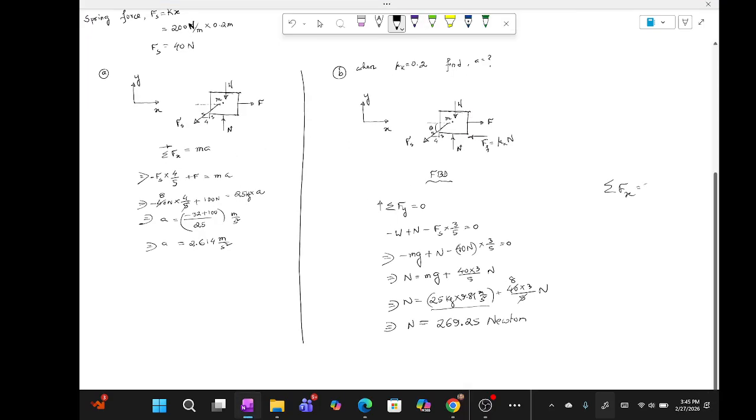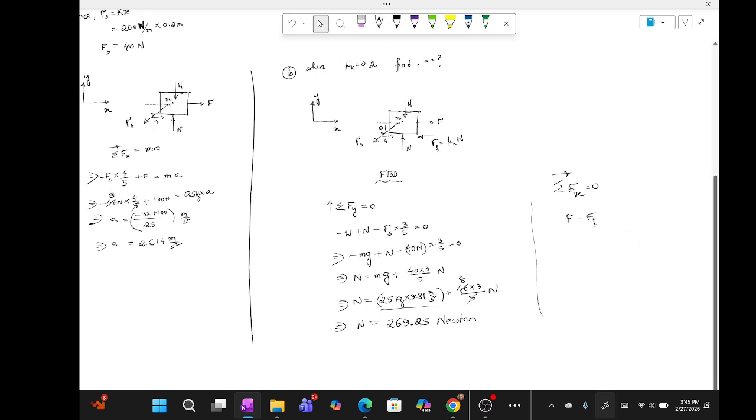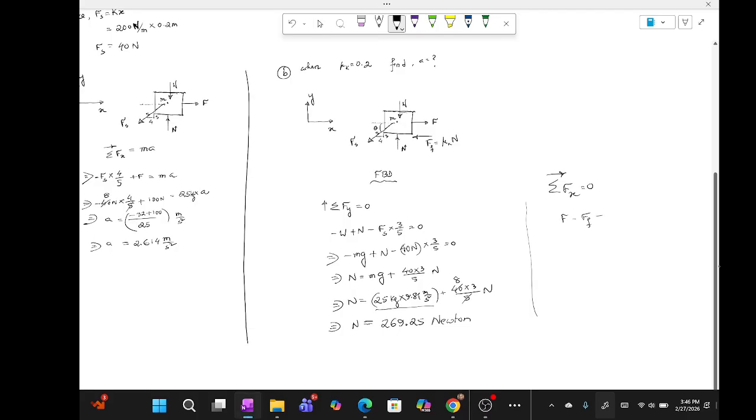Summation of Fx equal to 0. All right, so then we have what? In the x direction, we have this F, the applied force, minus Ff. We have this Fs that would be negative as well. So Fs multiplied by 4 divided by 5, right? Equal to 0. Did I miss anything? In the right side, I did miss something. I should have written ma, because there is a movement, right?